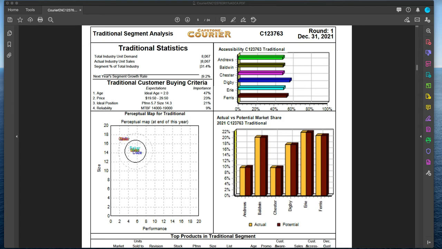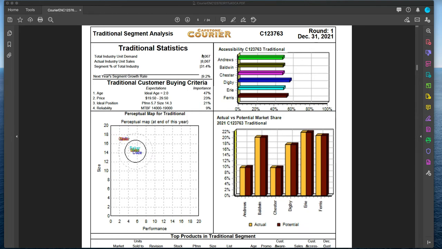At the segment analysis. So the Capstone Courier has a segment analysis page for each segment, and you want to take a look at these for each of your segments and products within those segments. What I'd like to start with, we'll look at the traditional segment here, and I want to point out that this top part gives you information on traditional statistics.